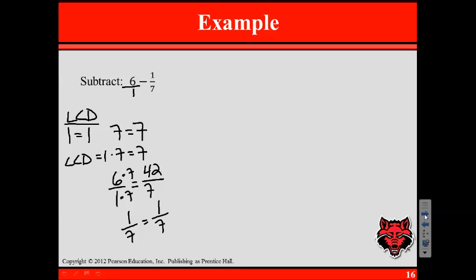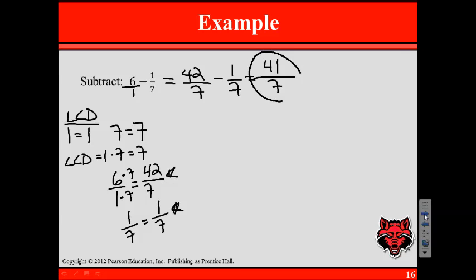So we take the two equivalent fractions, the 42 over 7, 1 over 7, and put those into the original problem. So this becomes 42 over 7 minus 1 over 7. The answer will be over 7. 42 minus 1 is 41 over 7. 41 is a prime number. 7 is a prime number. Those are not going to break down. So the simplified result is 41 over 7.